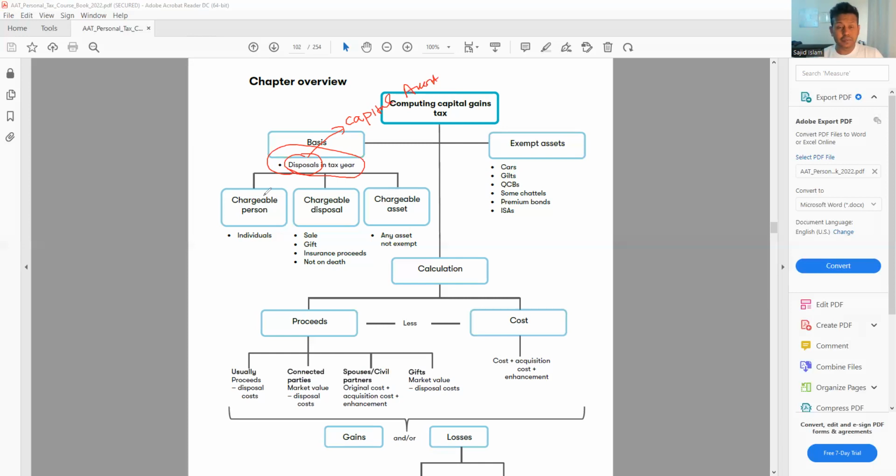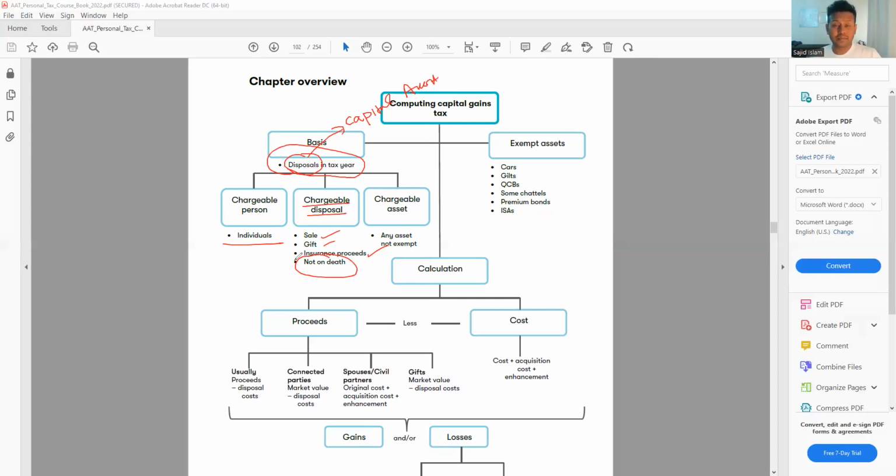And we have a chargeable person. Chargeable person, the individual who is selling that asset. Then chargeable disposal. Chargeable disposal: sell, gift, insurance proceeds, and not on debt. Now, debt is relevant to the inheritance tax that we're going to see later on. But here, it is not only sell.